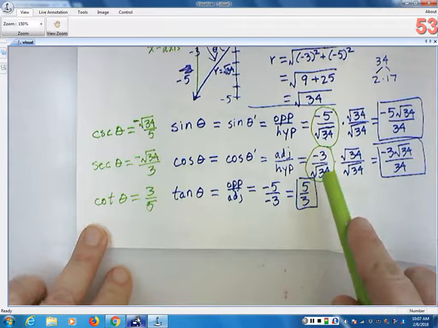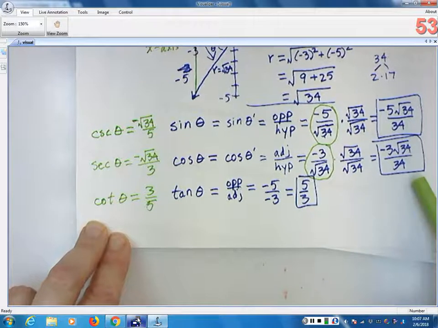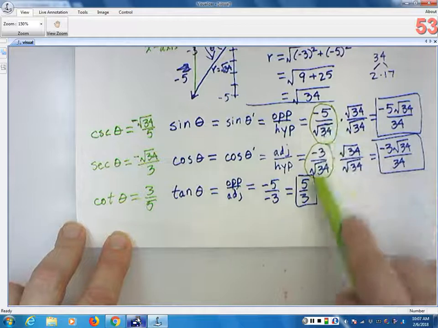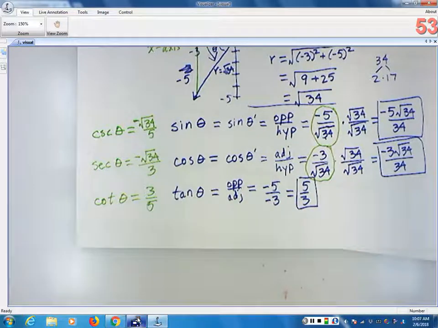So don't make work for yourself and flip these guys. You're making more work than you need. Before we rationalize, take these forms and flip them. Does everybody see what I did there? You're going to save yourself a lot of steps.